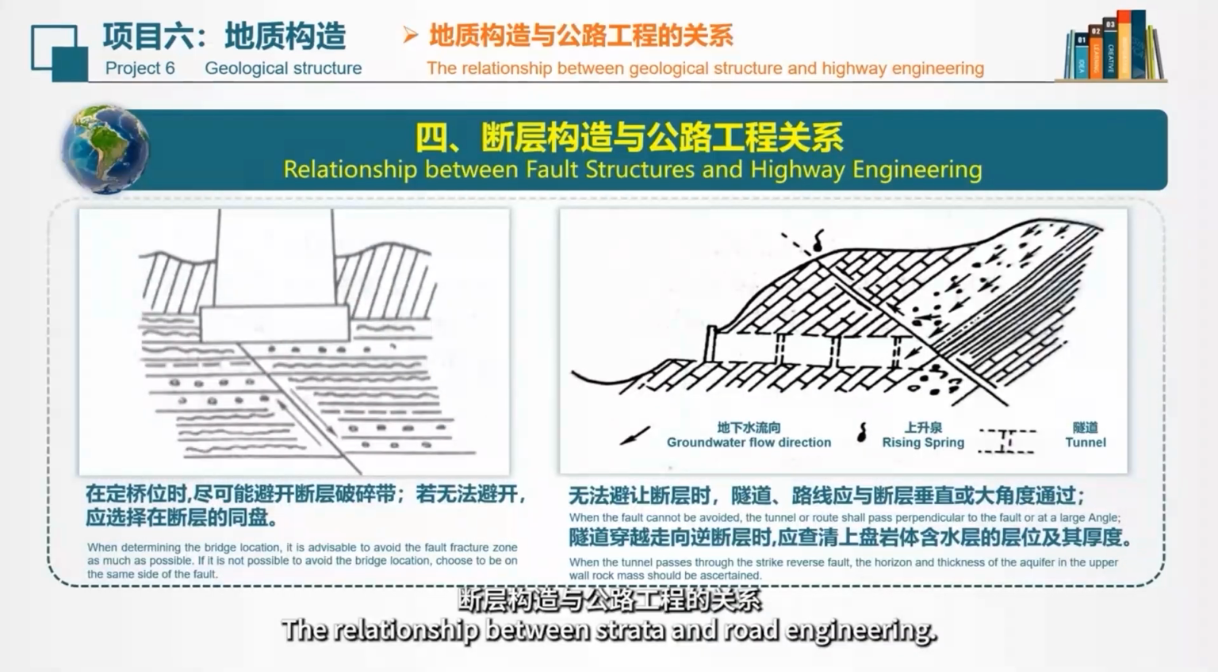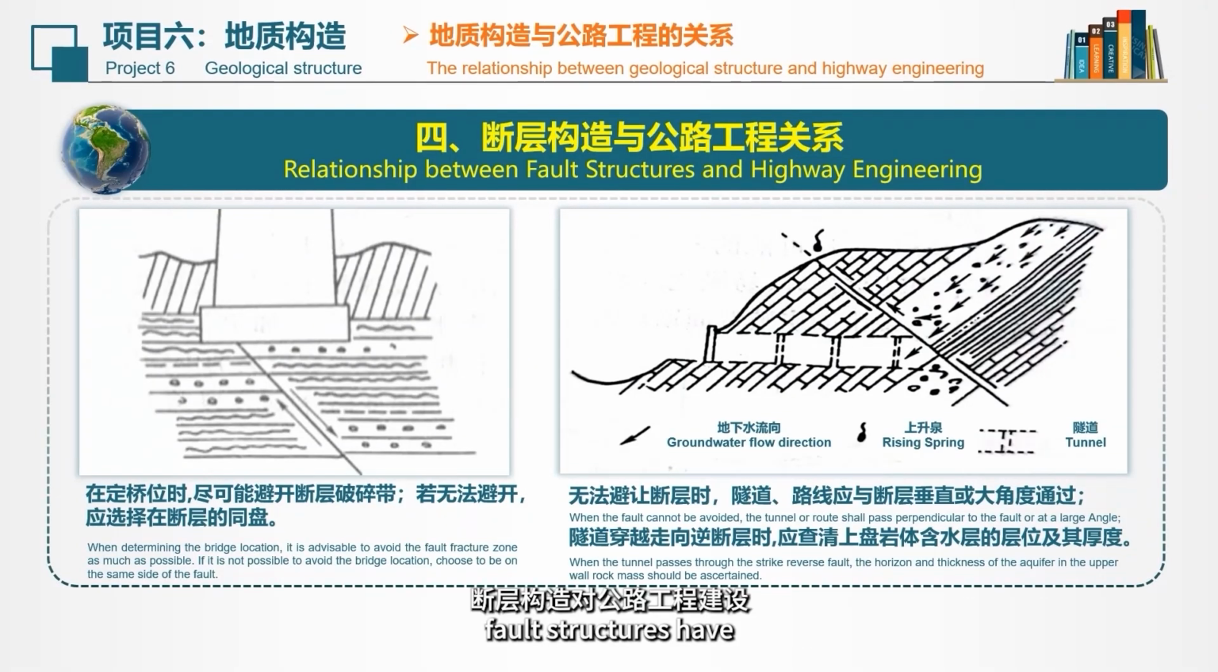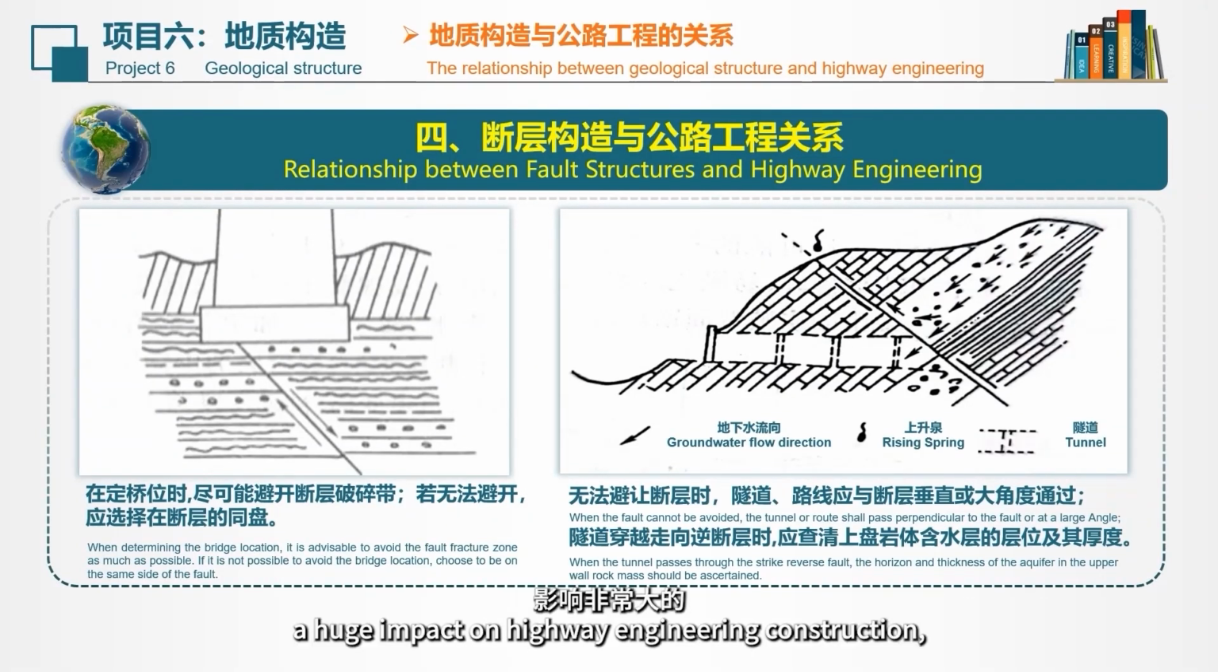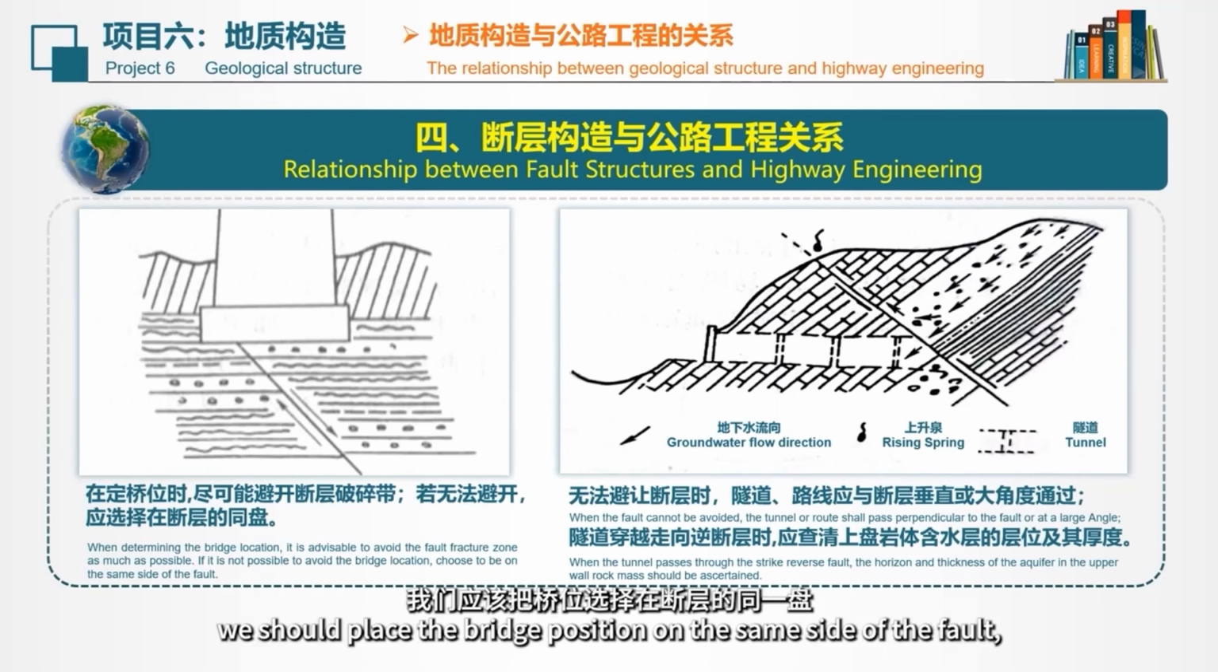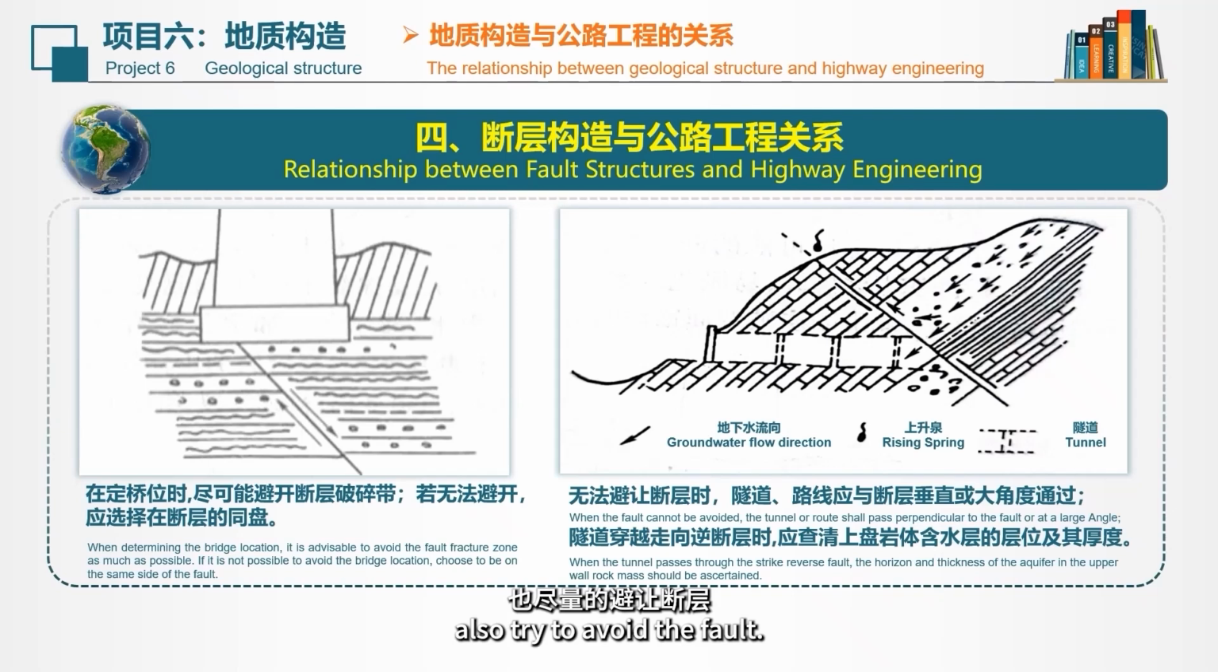The relationship between fault structures and road engineering. We all know that fault structures have a huge impact on highway engineering construction, so we should try to avoid fault structure zones in engineering construction. When setting the bridge position, if the bridge location cannot avoid the fault, we should place the bridge position on the same side of the fault. Our tunnel route should also try to avoid the fault.